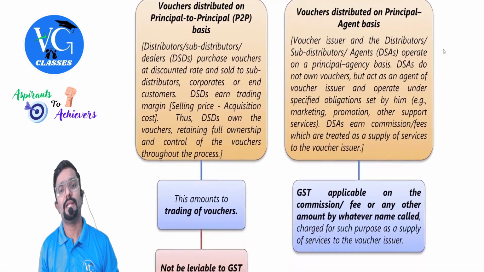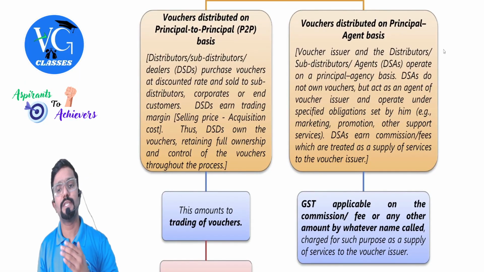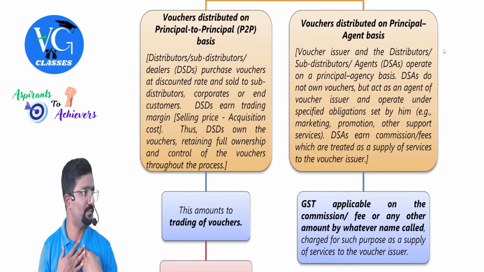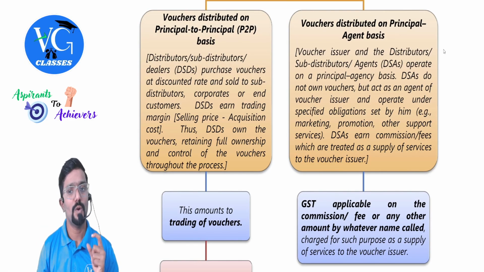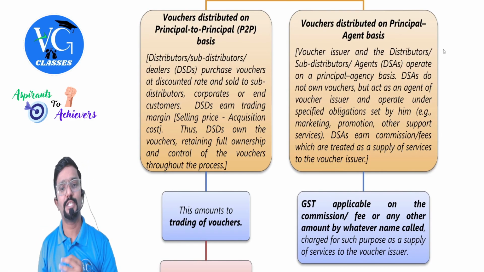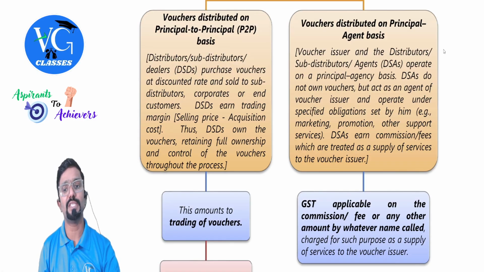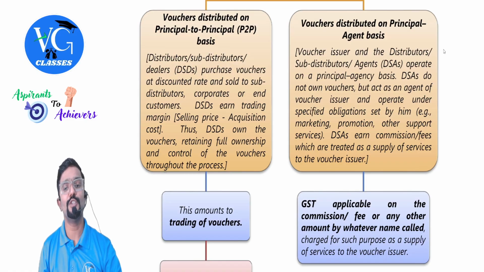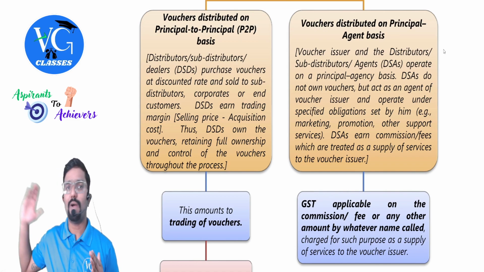Then coming to the other side. Voucher distributed on principal agent basis. Means here I will not buy the voucher and sell it to you. We will follow a different process. Voucher issuer and distributors or sub-distributors or agents, DSAs, operate on principal agency basis. DSAs do not own the voucher, means I am not purchasing it, but act as an agent of the voucher issuer and operate under a specified obligation set by him. Example: marketing, promotion, and other support services. Guys, simple. Now I am not purchasing.